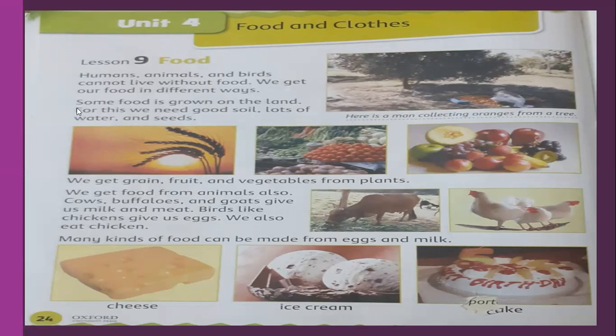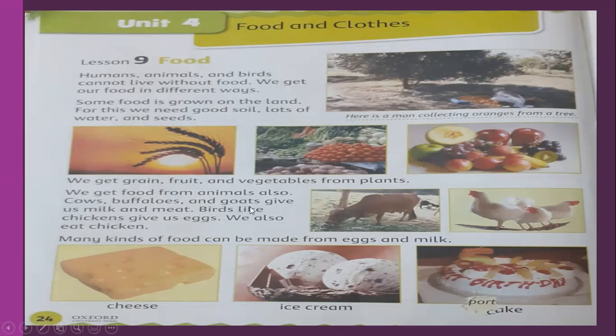Okay, look, this is called grain. These are vegetables and these are fruits. We get food from animals also. All of you knew it. I know that we get food from animals. What animals, tell me? You like to eat roast? Yes, roast is a chicken. So it's an animal.